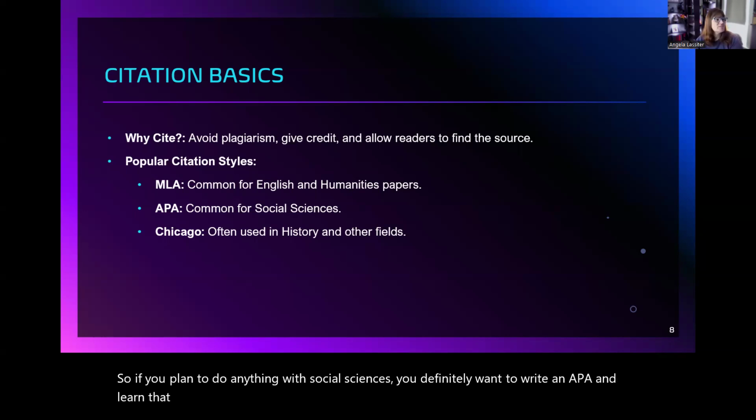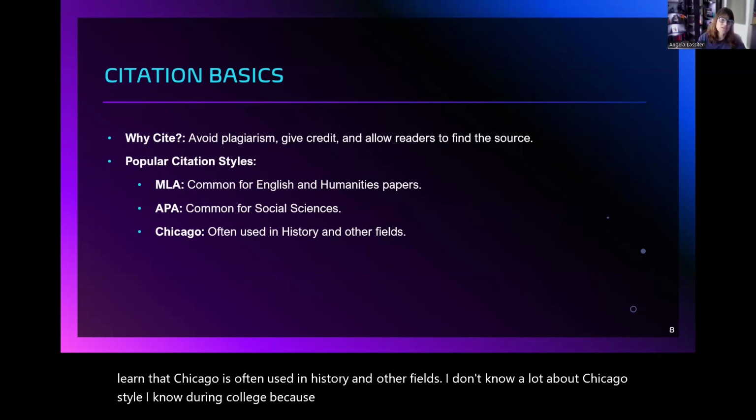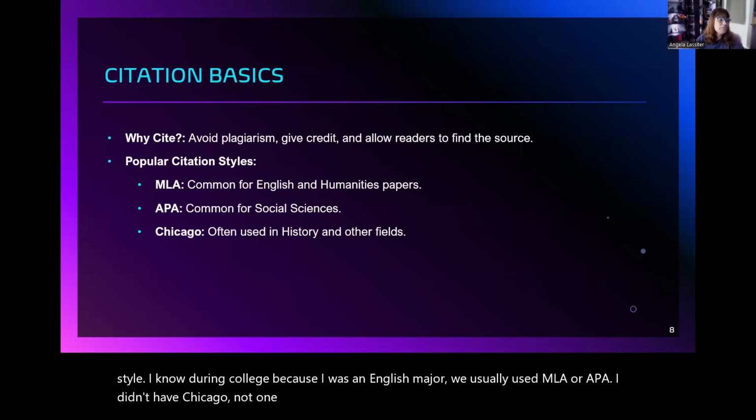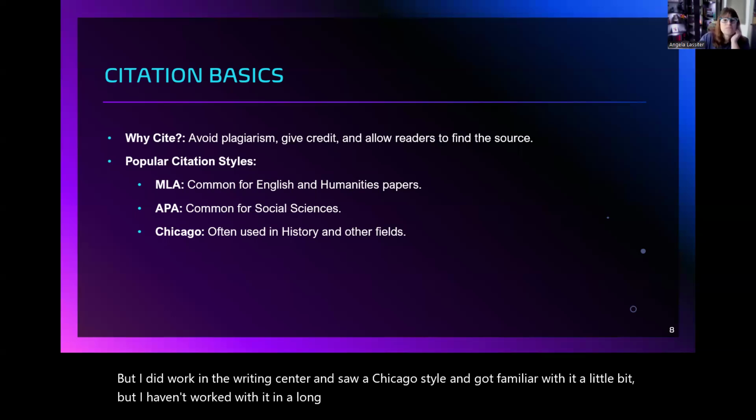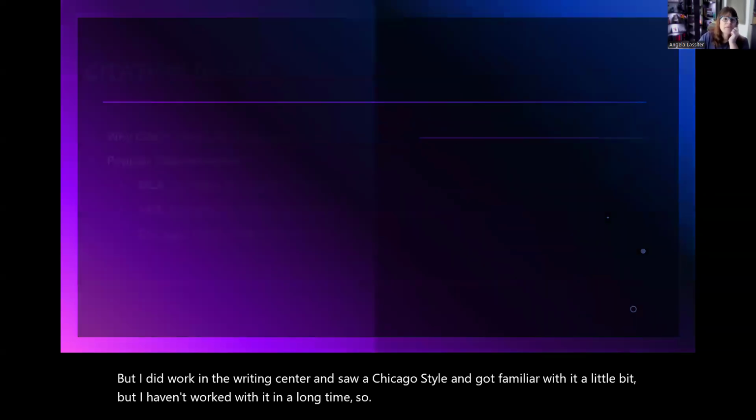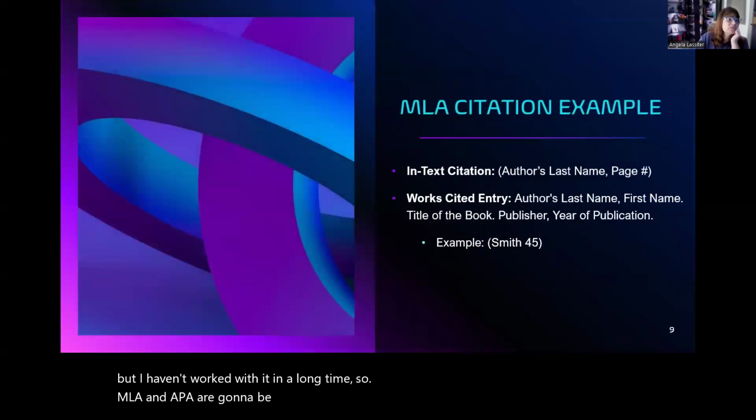Chicago is often used in history and other fields. I don't know a lot about Chicago style. I know during college, because I was an English major, we usually used MLA or APA. I didn't have Chicago, not one time. But I did work in the Writing Center and saw Chicago style and got familiar with it a little bit, but I haven't worked with it in a long time. So MLA and APA are going to be your two main ones.